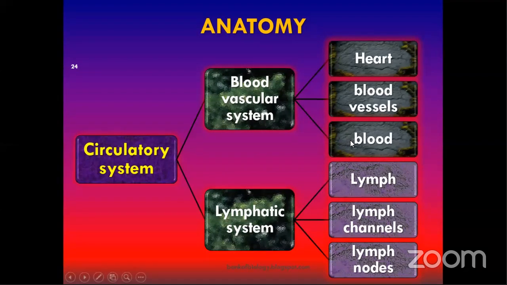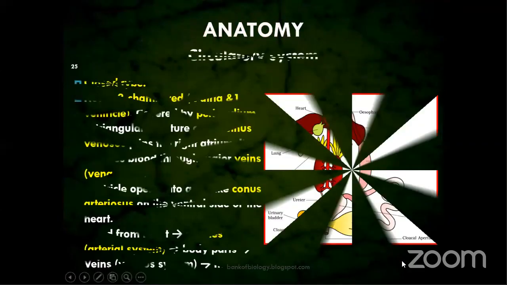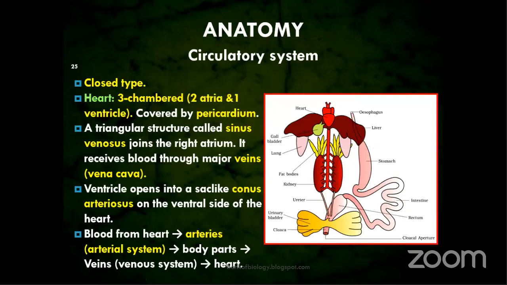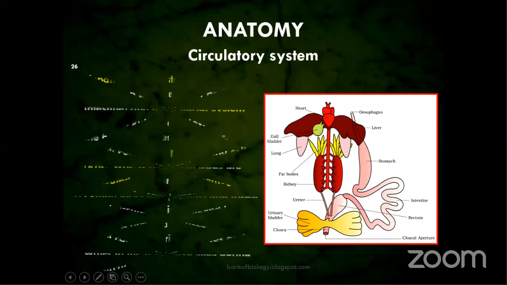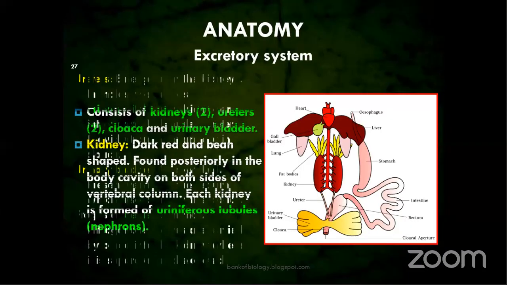Then circulatory system. The circulatory system has two parts, that is a blood vascular system and the lymphatic system. The blood vascular system: heart, blood vessels and blood. Lymphatic system: lymph channels and lymph nodes. Coming to anatomy, there's a closed circulatory system. It has a 3-chambered heart, 2 atria and 1 ventricle. So here there is mixing of oxygenated and deoxygenated blood. So remember this, they have a hepatic portal system also.